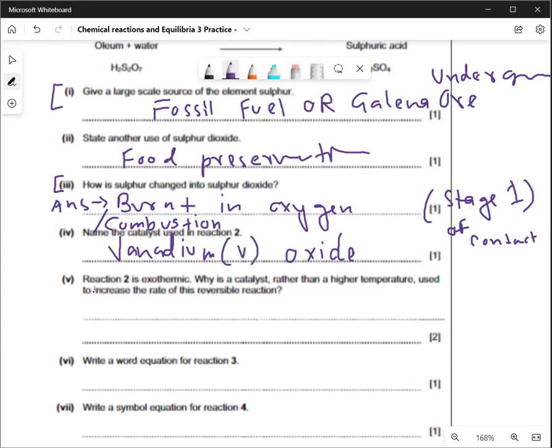Let me check on it. Vanadium 5 oxide? Yes. Vanadium 5 oxide. Written? Is it written there? Yeah.